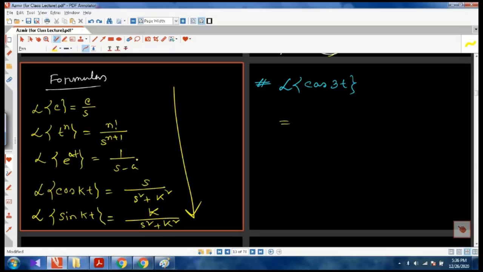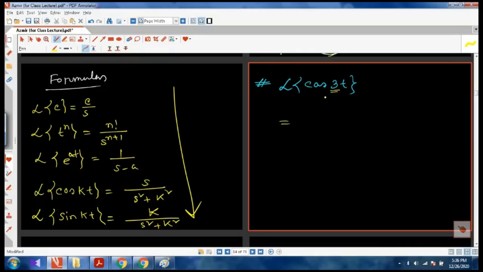So the value of k is here 3. So k equals 3. We know that the Laplace transformation of cosine kt is s over s squared plus k squared. So similarly, try to respond this time. What will be the result here? Because this is important. I need your response this time, otherwise we can go to the complicated problems. What will be the result?